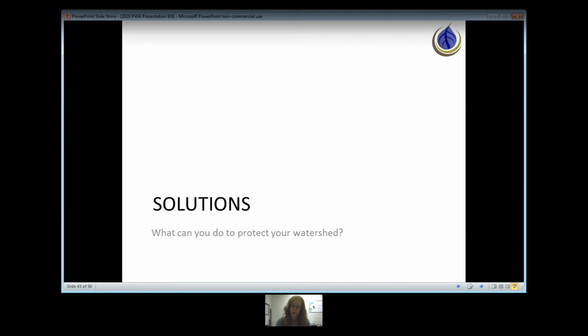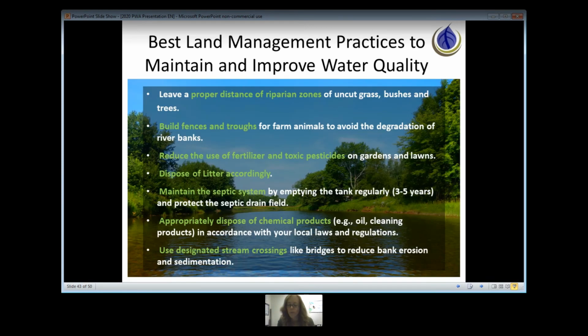Some of those solutions we can do, even as landowners or the general public, whether we use our waterways for recreation. Leave a proper distance of riparian zone of uncut grass, bushes, and trees, as I mentioned before. We can build fences and an extra water supply for our farm animals to avoid some of the degradation at our riverbanks. Also reduce the use of fertilizers and toxic pesticides on our gardens and lawns to avoid them leaching into our waterways.